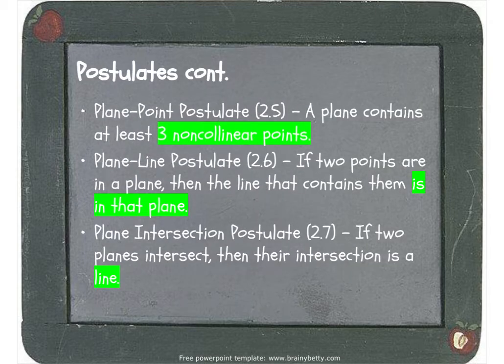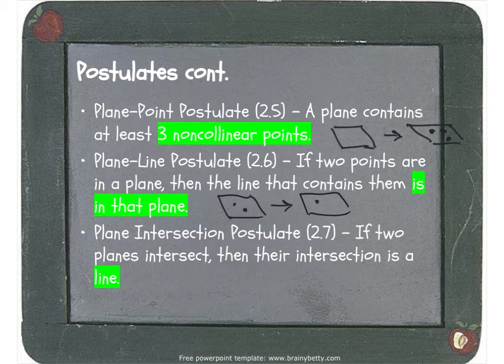All right, so the plane-point postulate, a plane contains at least 3 non-collinear points. So now we're going to start with a plane, and we're going to say that there are at least 3 non-collinear points inside this plane. Okay? The plane-line postulate, if 2 points are in a plane, then the line that contains them is in that plane. So we're going to start with 2 points inside of a plane. And if we were to draw a line through those 2 points in that plane, the line that contains the 2 points would also be in the plane.